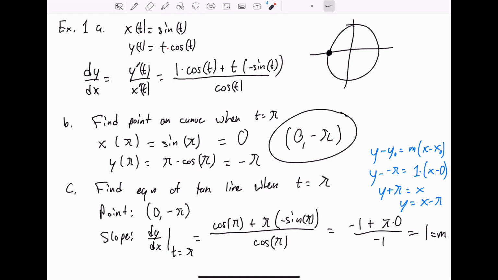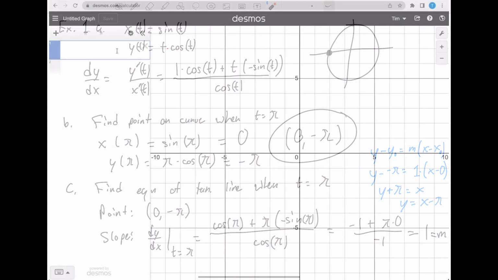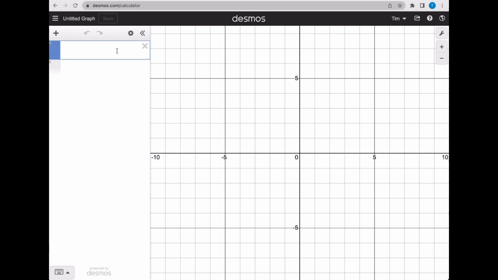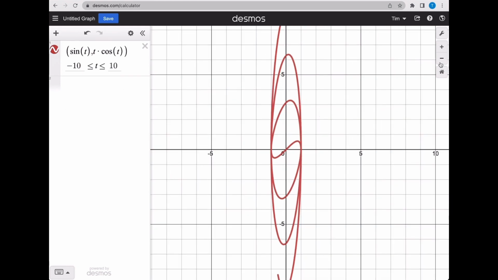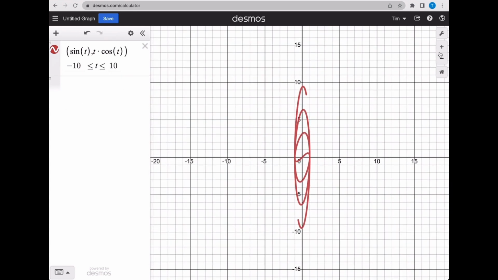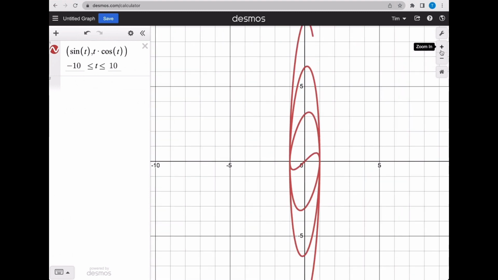Let's take a look at Desmos to visualize these parametric equations along with this tangent line. To sketch this parametric curve, we have x equals sine of t, y is t times cosine of t, and we'll go ahead and look at this just from -10 to +10. This is actually a really cool parametric equation. Look at this thing. Doesn't that look cool? It's this weird loop-de-loop stuff. We did find the equation of the tangent line when t equals pi. So let's see the point where that occurs.